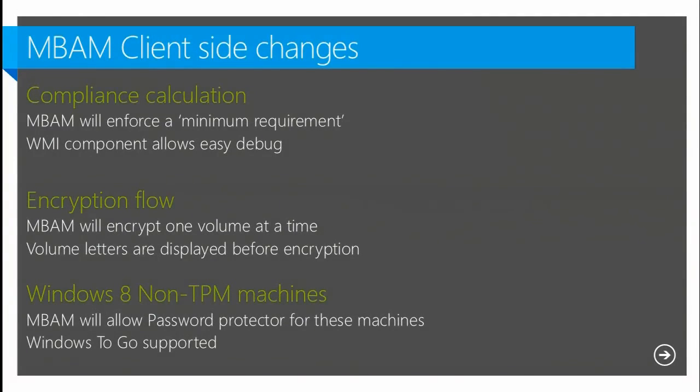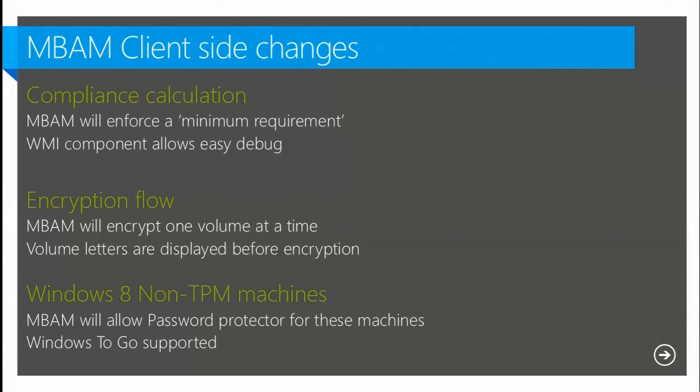Now, what we have in 2.0 is the concept of minimum security. So if I'm adding on top of what the policy is, I'm still going to be reported as compliant. And that applies for OS drives and fixed data drives as well. For fixed data drives, if auto-unlock, for instance, is your policy and you go ahead and add a password, you're still going to be considered compliant.